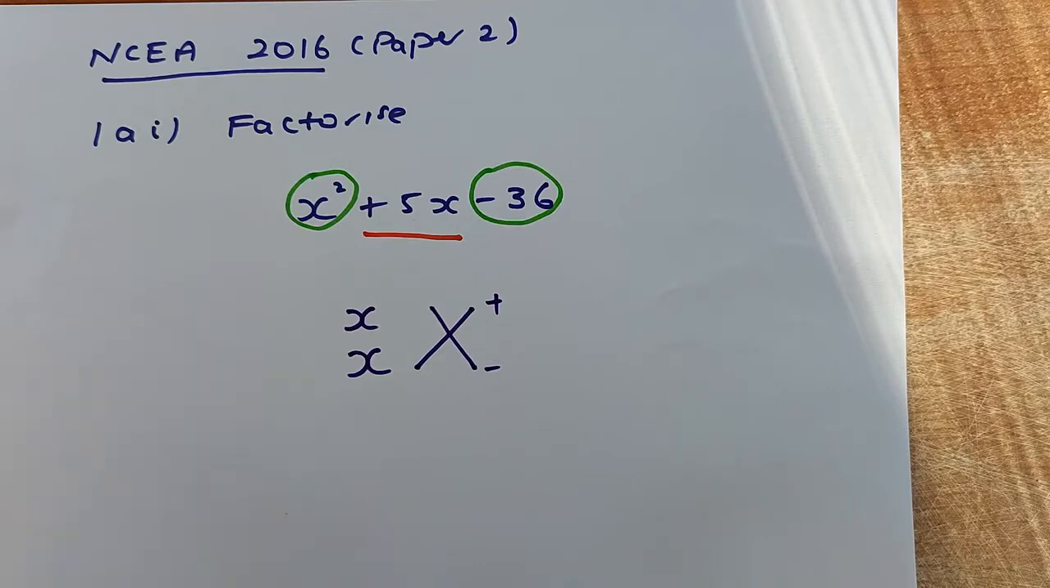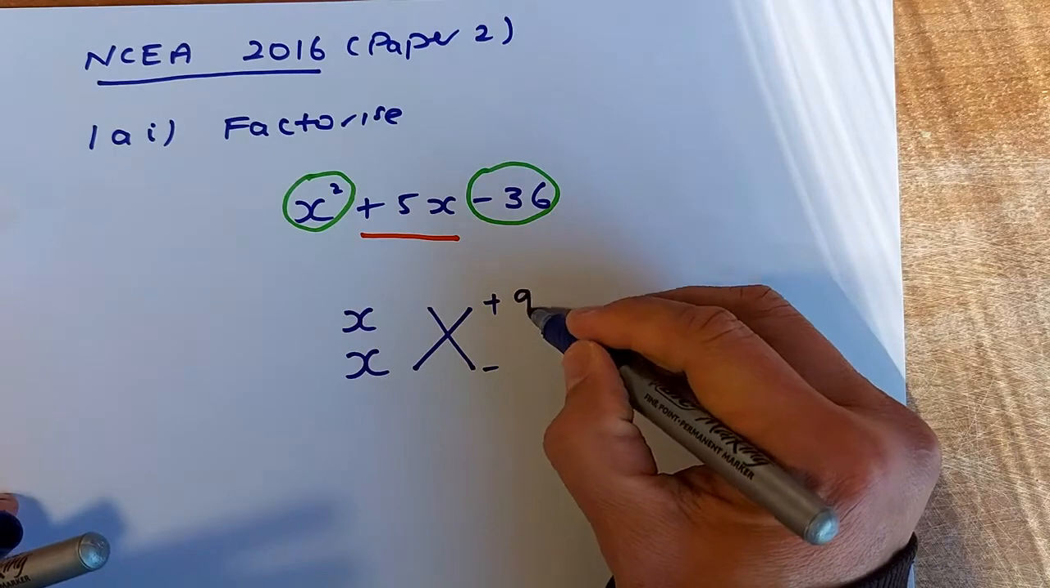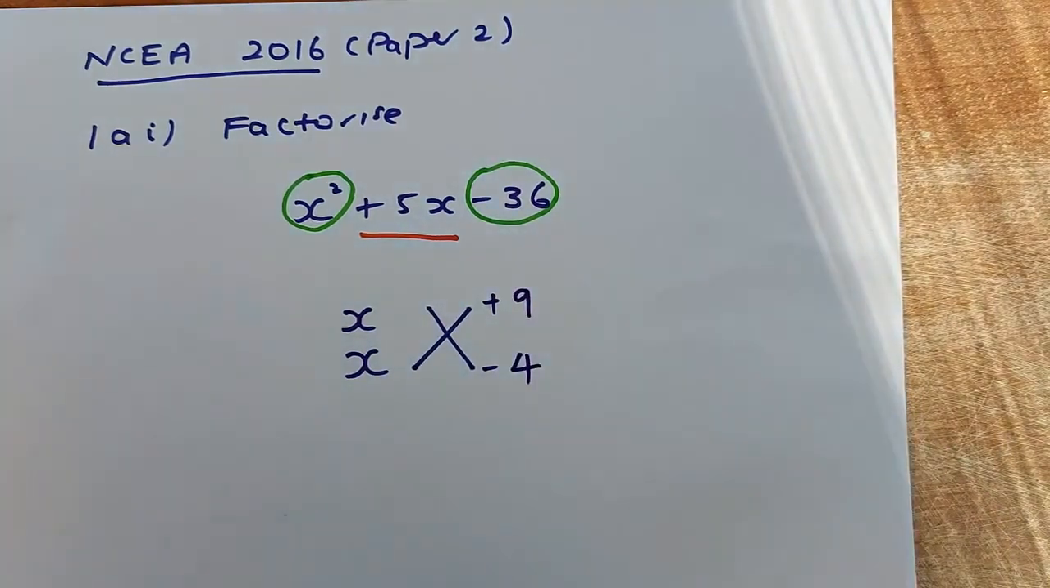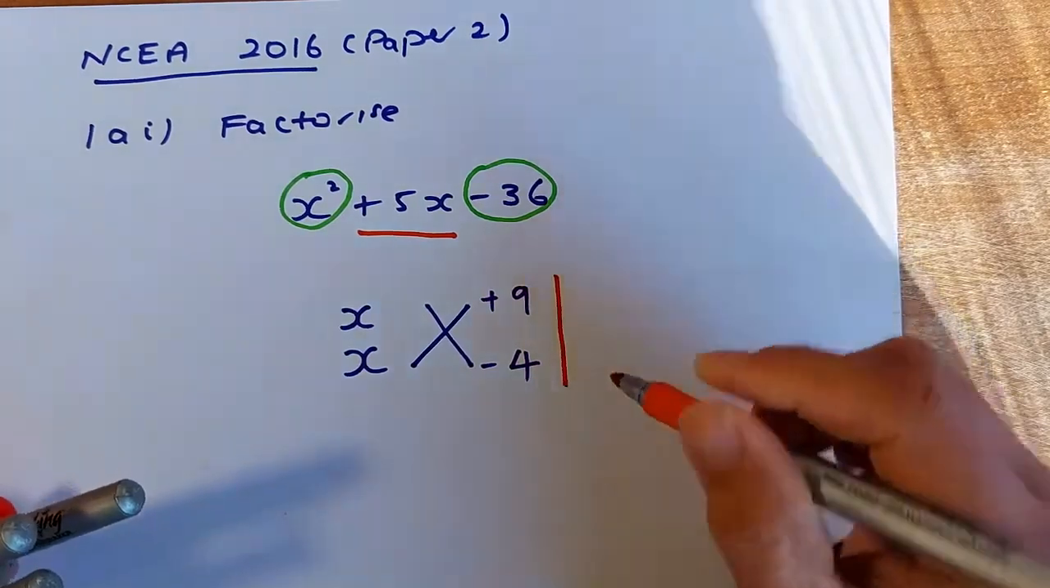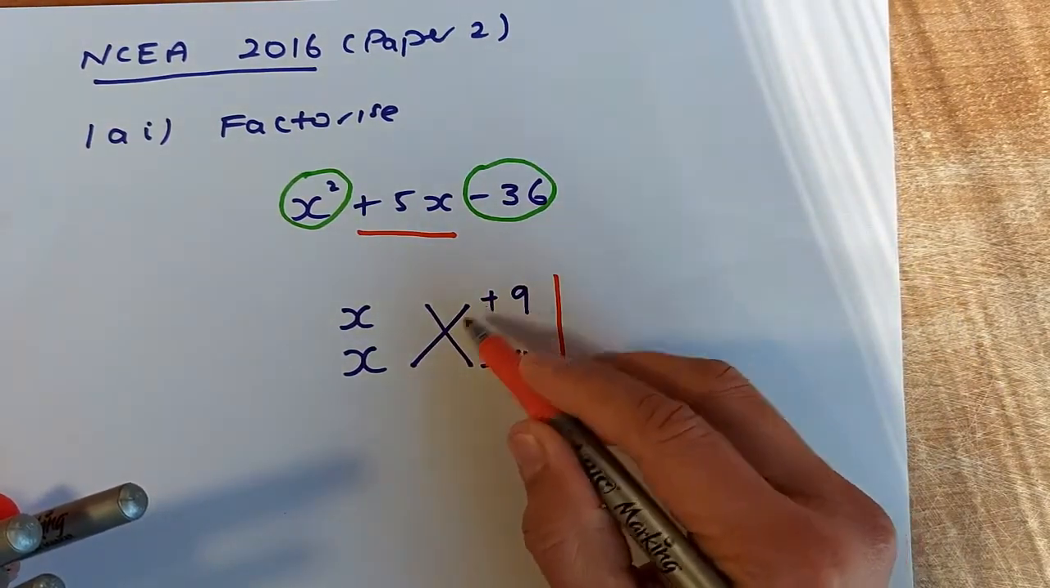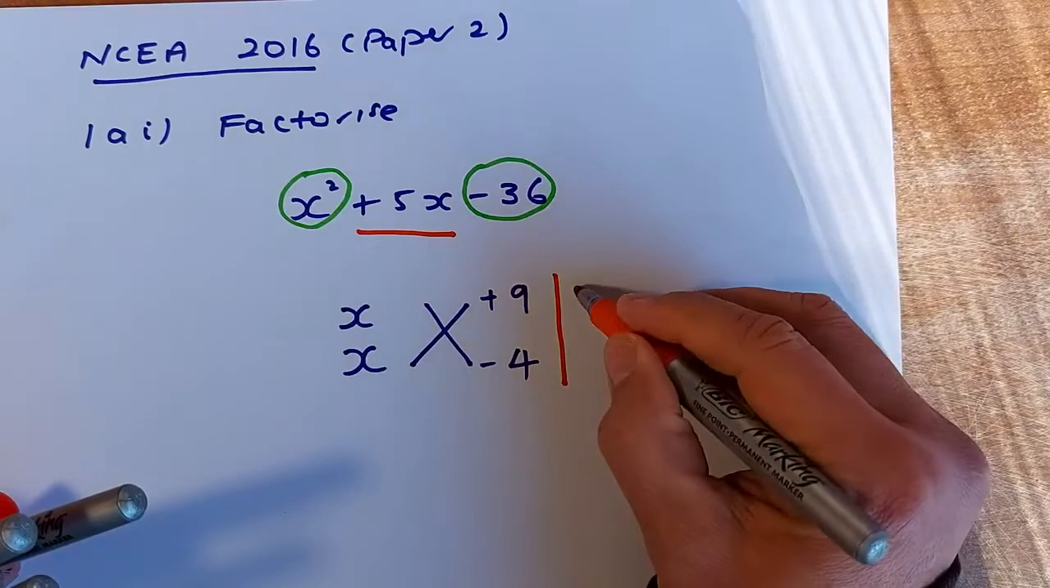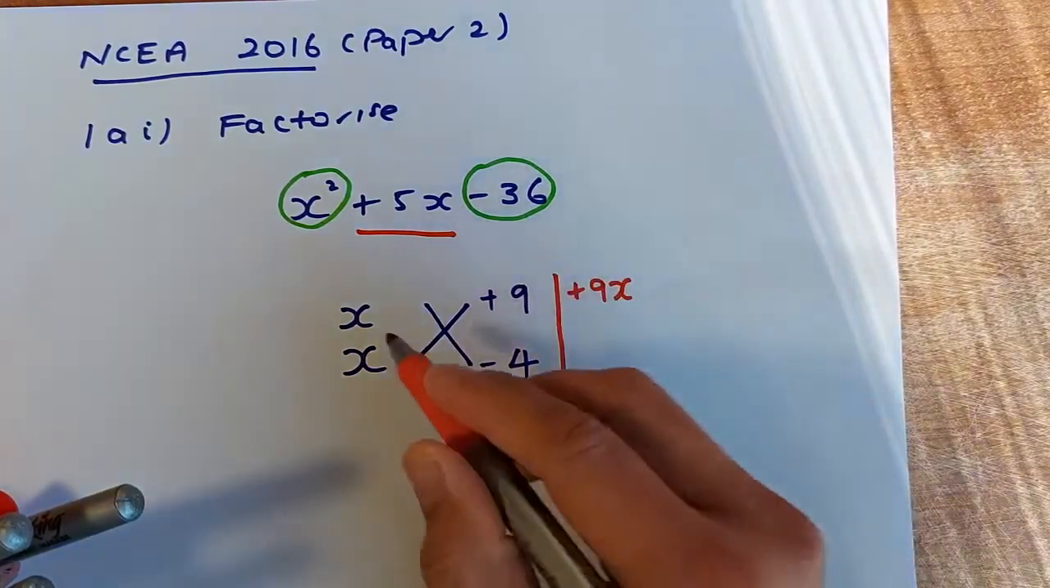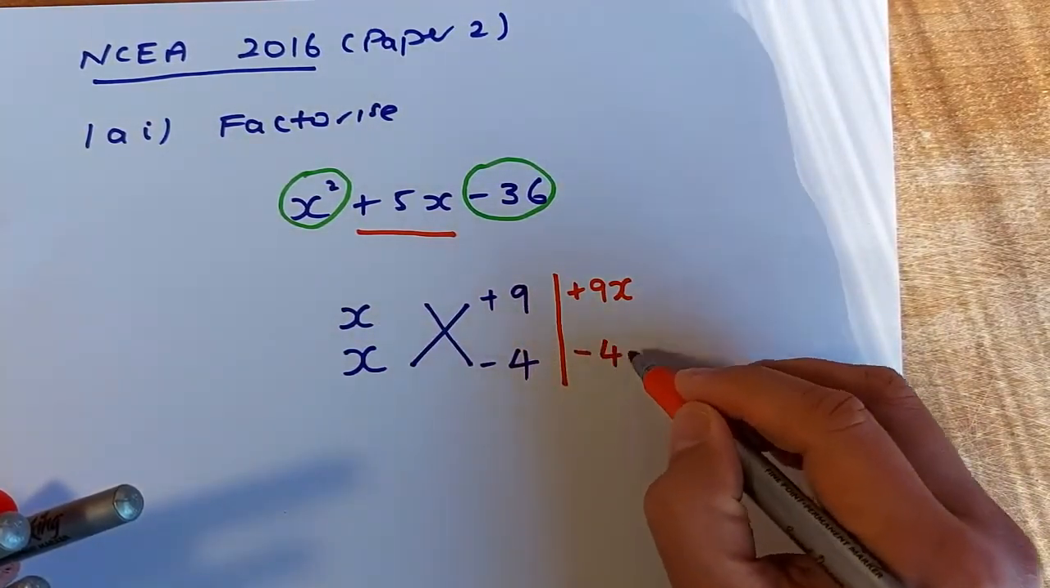So now it's a bit tricky. Your job is to find 2 numbers that multiply to give you 36. There are many: 2 and 18, 6 and 6, 4 and 9, and so forth. So we shall try 9 and 4. There are many possibilities, so you have to be careful. So we try 9 and 4. So x times 9, the next thing you do, a cross multiply. x times 9 is plus 9x. And then x times -4 is -4x.